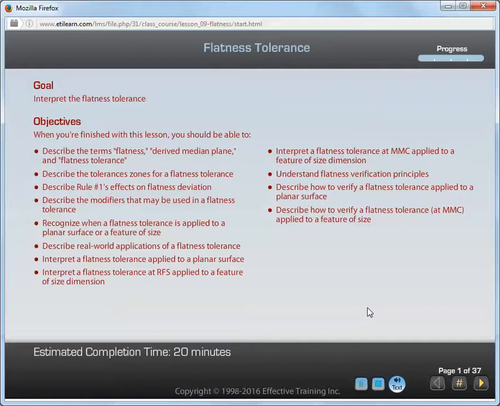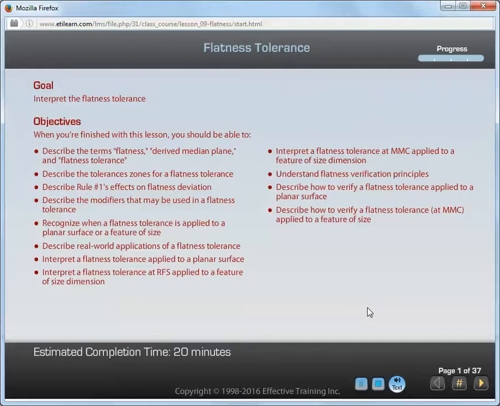Describe rule number 1's effect on flatness deviation. Describe the modifiers that may be used in a flatness tolerance. Recognize when a flatness tolerance is applied to a planar surface or a feature of size. Describe real-world applications of a flatness tolerance.